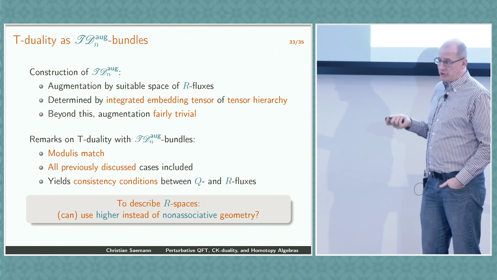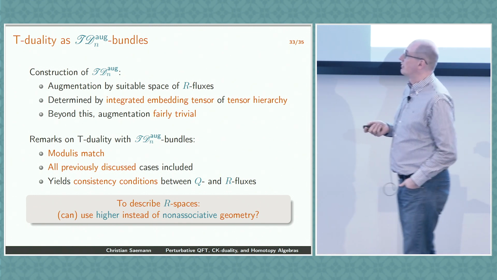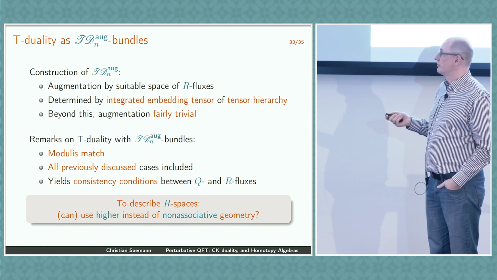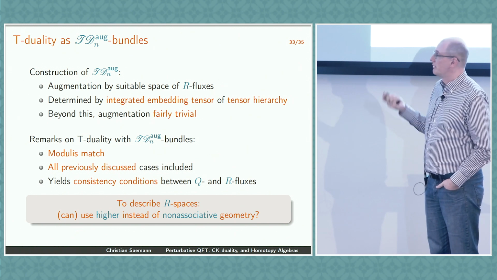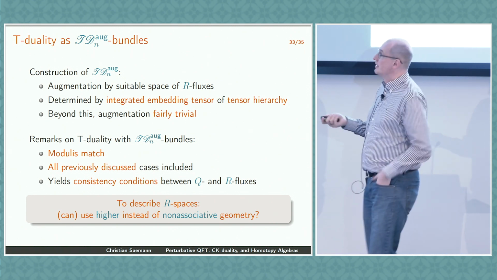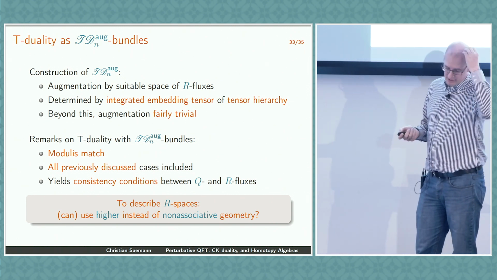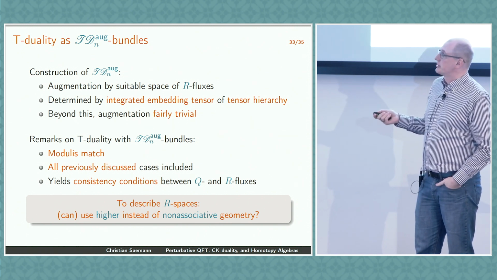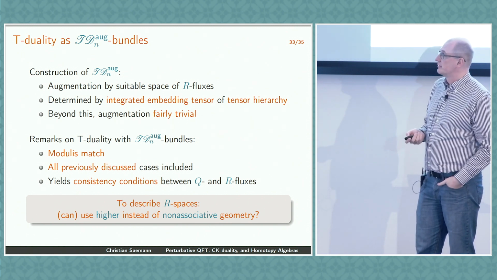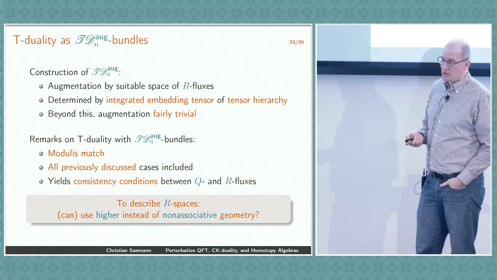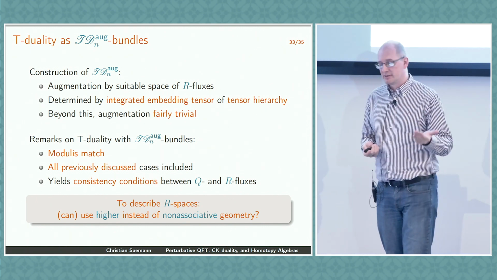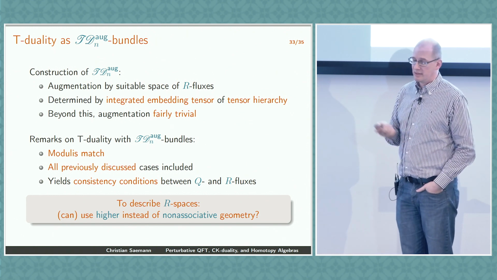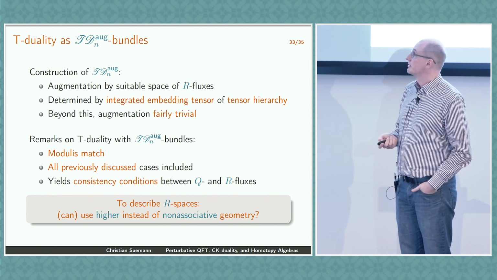So the upshot, the interesting point, is that in order to describe R spaces, instead of using non-associative geometry, which is popular, maybe one way of answering it, lifting the non-commutative geometry that we saw for T-folds, is that you may simply be able to use higher geometry, right? You might simply be able to get away with TD and org bundles. At least it's a proposal that makes sense, is well-defined globally, and reproduces some examples that we know.